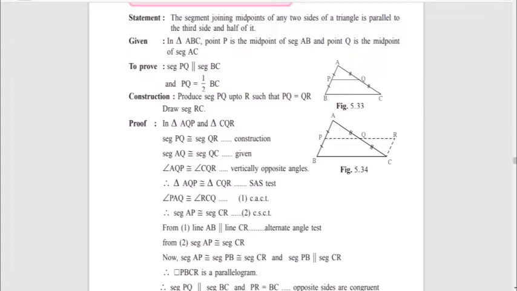You have two triangles AQP and CQR. Segment PQ is congruent to segment QR by our construction. Segment AQ is congruent to segment QC is given. Angle AQP is congruent to angle CQR because they are vertically opposite angles. Therefore, these two triangles are congruent by SAS test.